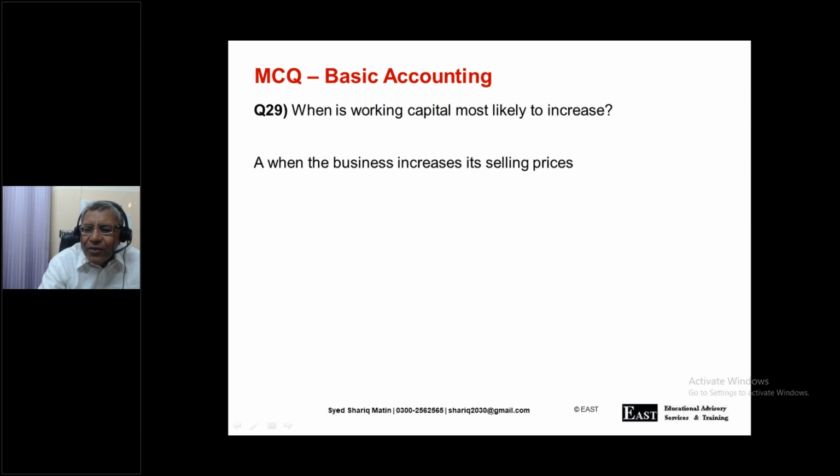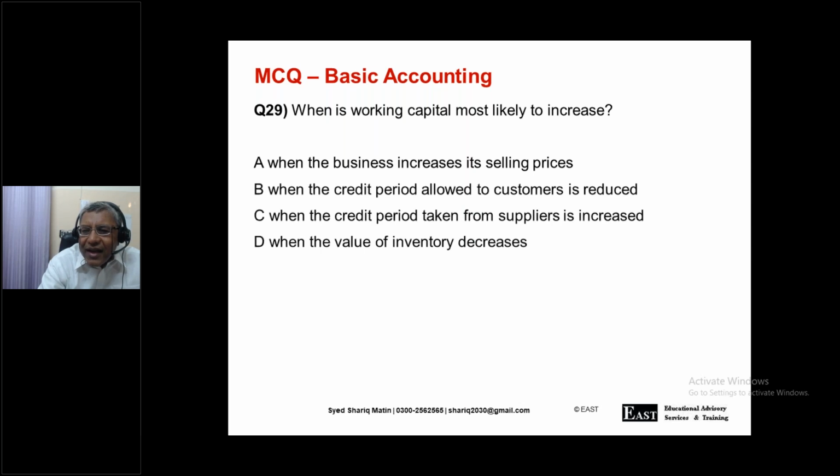The other three are not possible. Why? Because number D is actually reducing the current assets, when the value of inventory is going down. So a reduction in current assets will reduce the working capital. He's talking about an increase in working capital, right? For B and C, in both cases, both the current assets and current liabilities will have the same effect. So it won't change the working capital.